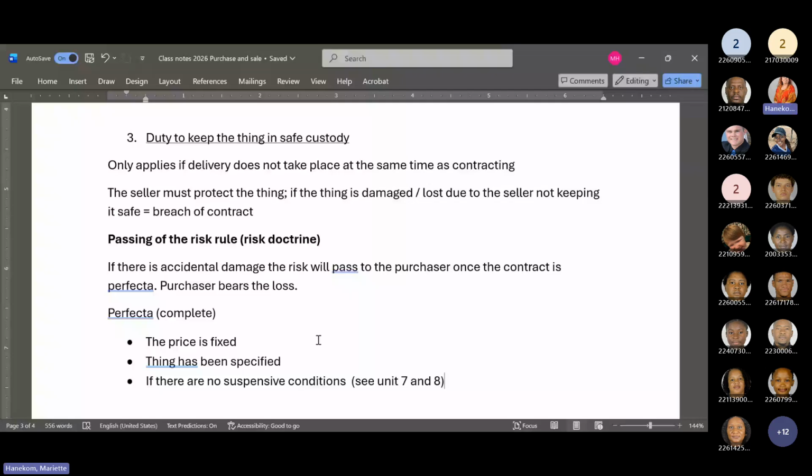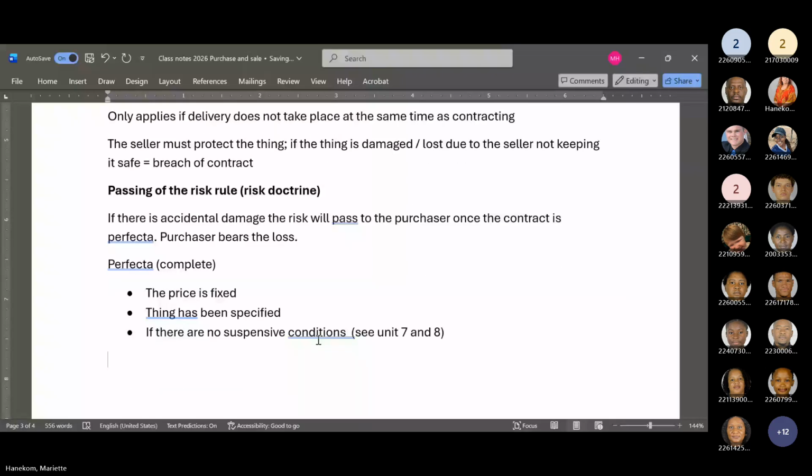The risk passes to the purchaser, and if the thing is damaged or lost, the purchaser is still liable for the full purchase price.